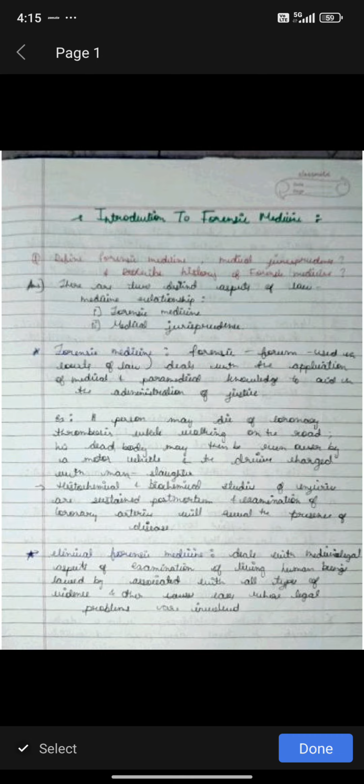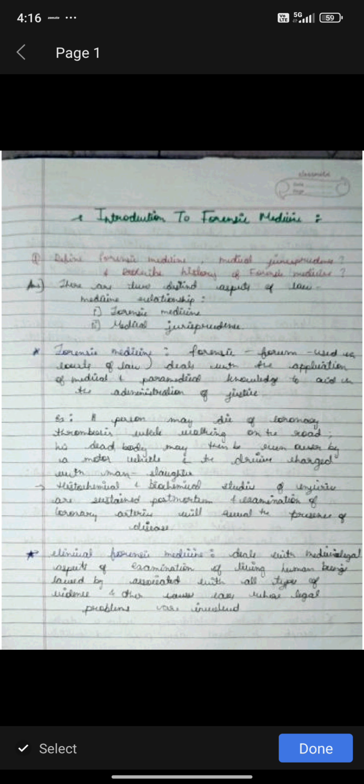Forensic means forum, which is used in a court of law. It deals with the application of medical and paramedical knowledge to aid in the administration of justice. To understand the above definition, we have an example. Just imagine a person is crossing a road. While crossing the road, he may die of coronary thrombosis. Then the dead body is run over by a motor vehicle, and here the driver is charged with manslaughter or murder.